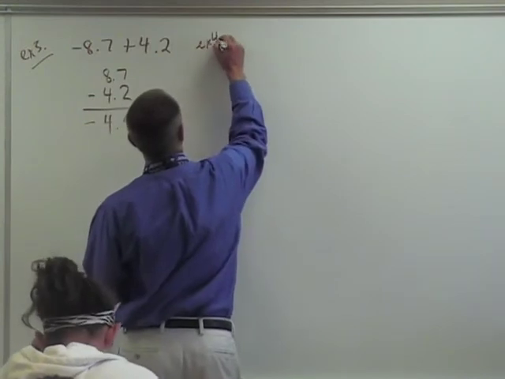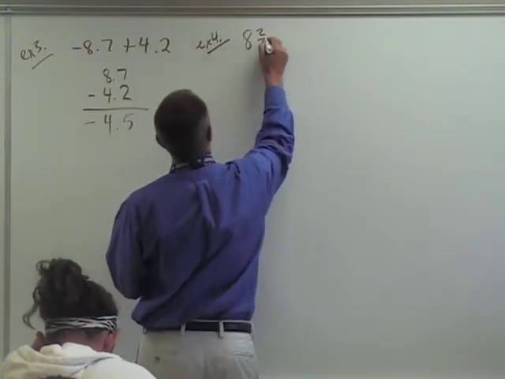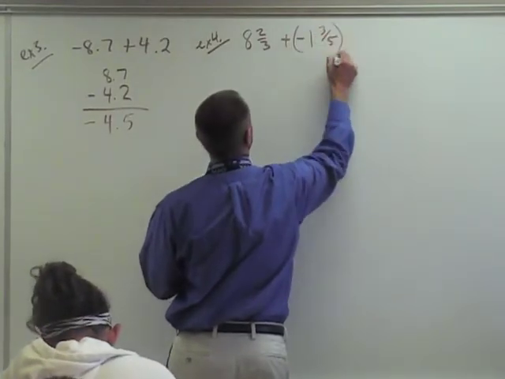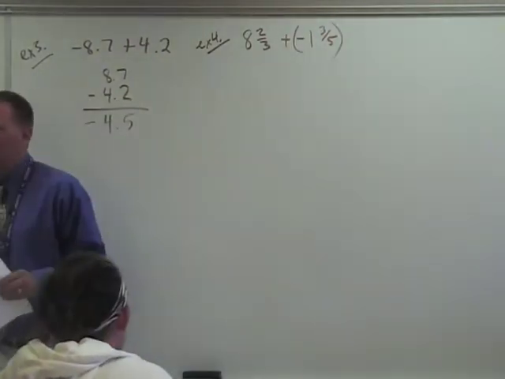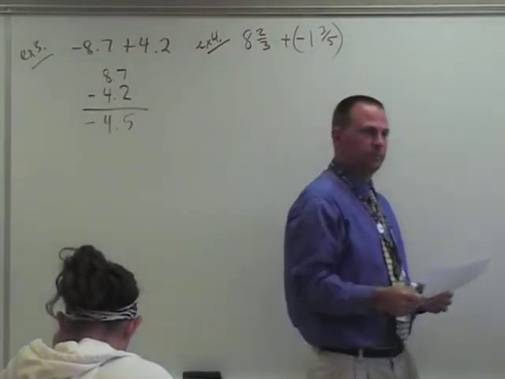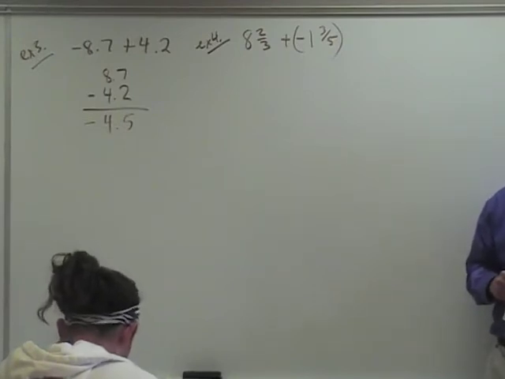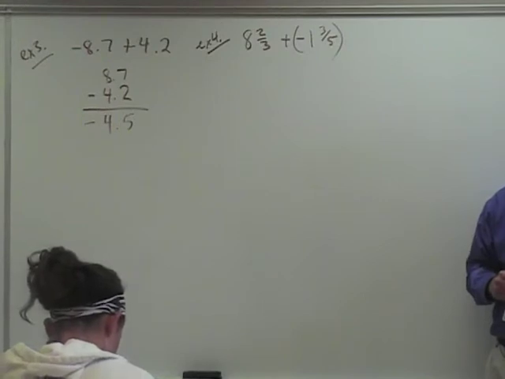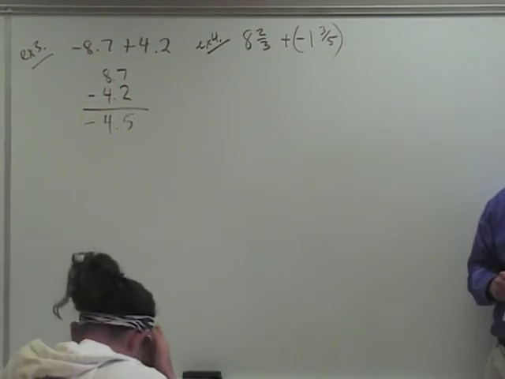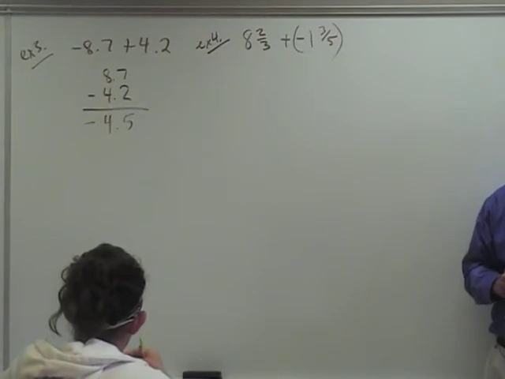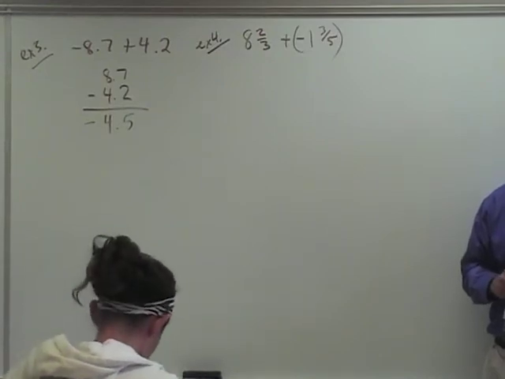Example 4. 8 2/3 plus negative 1 and 3/5. First, what should you do? What should we do? Make the denominators the same. How about we change it to an improper fraction first? Oh, yeah, sure. But if you can do it without, that's fine.